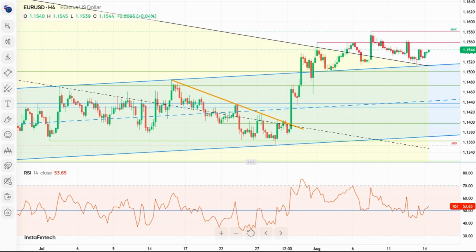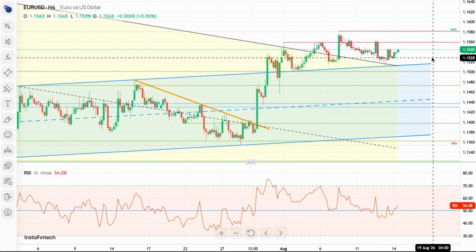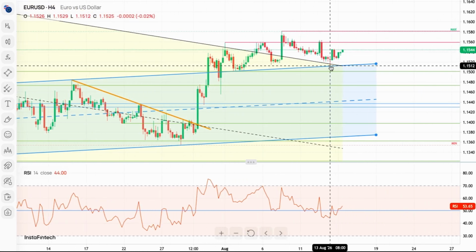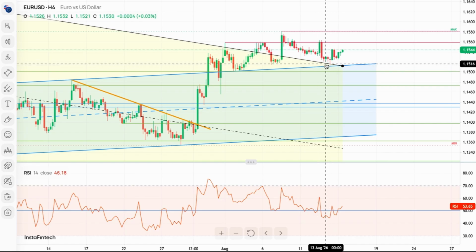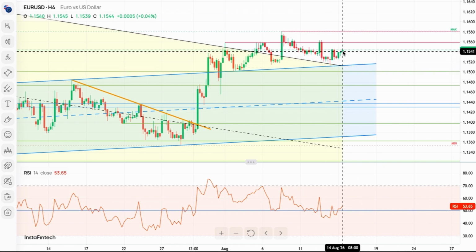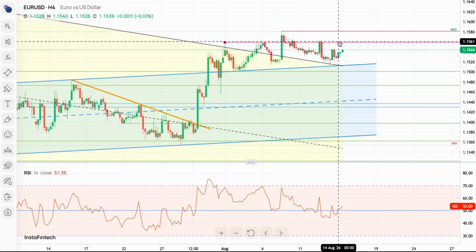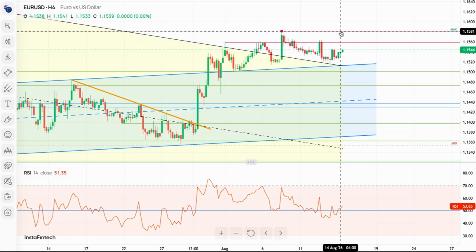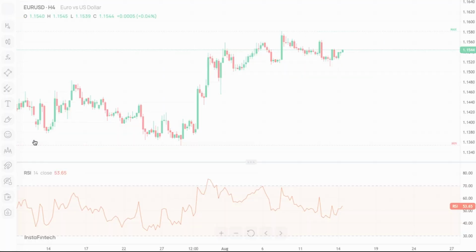So the euro dollar is actually not doing much on a 4-hour time frame chart after test of the upper blue channel line and upper yellow channel line. We are oscillating around the level of 50 on the RSI. So right now we are nearly at the daily highs, 1.1545, targeting the technical resistance 1.1559, eventually 1.1581. So low volatility Friday so far for the euro dollar.